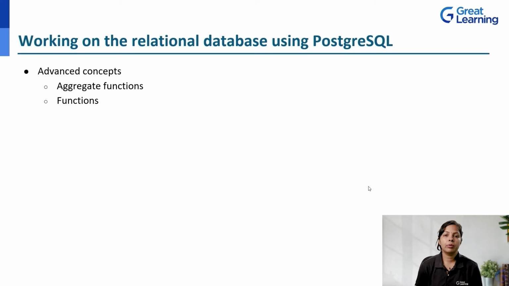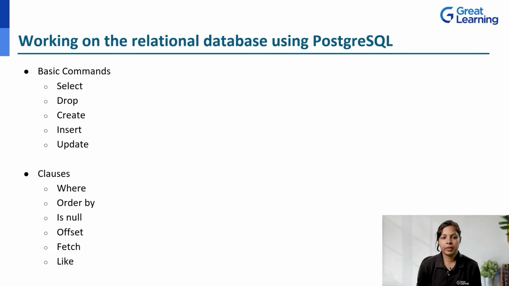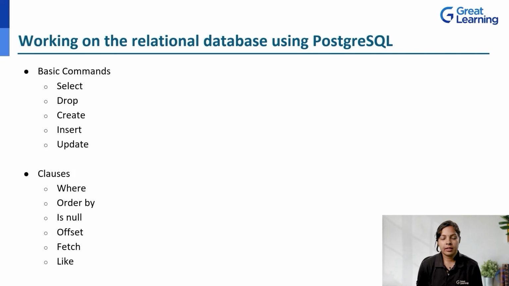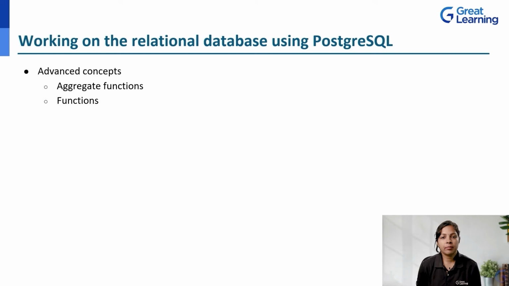So this was all about the different commands. We discussed the basic commands like select, drop, create, insert and update. Then we discussed where, order by, is null, offset, fetch and the like operator. Then we discussed some aggregate functions which you can work on a given table. Then different functions support is also there in Postgres, which we saw with the help of examples.